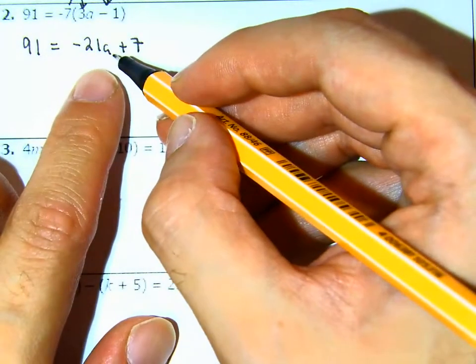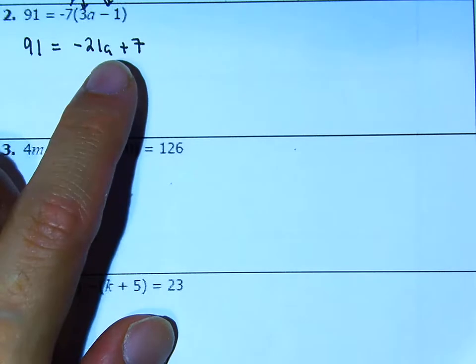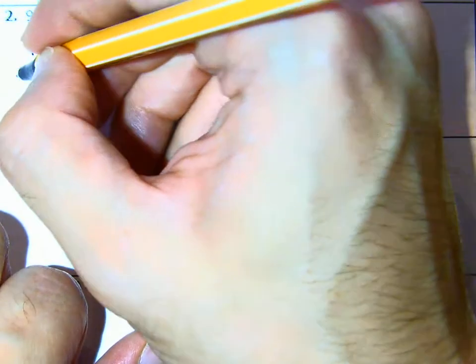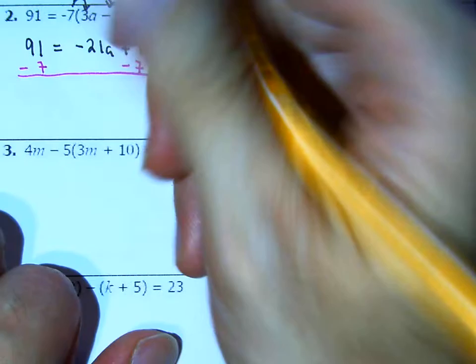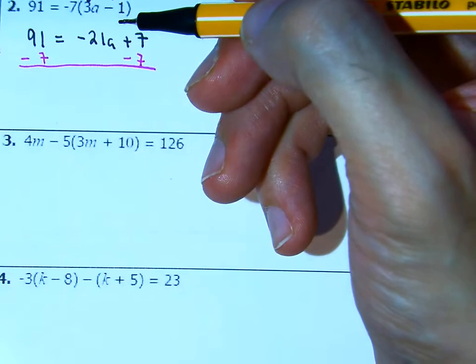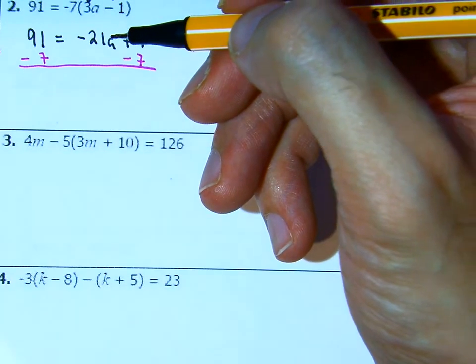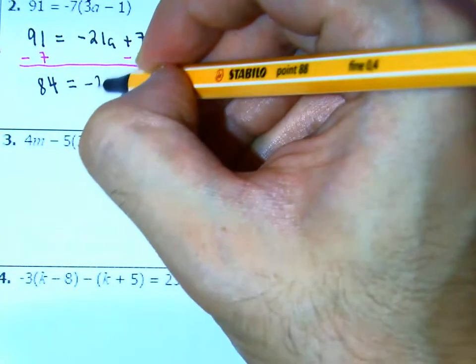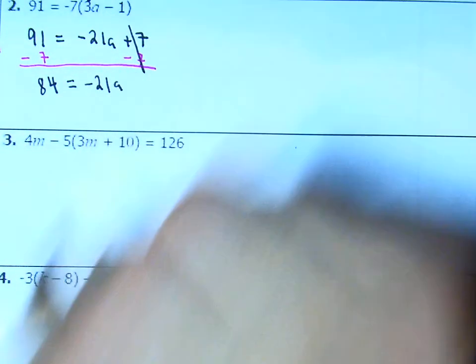Notice the variable is over here. So let's subtract 7 on both sides. Subtract 7 on both sides, right? Then I have, this is what? 91 minus 7 is, what is 91 minus 7? That's 84, equals negative 21a, and this is 0.